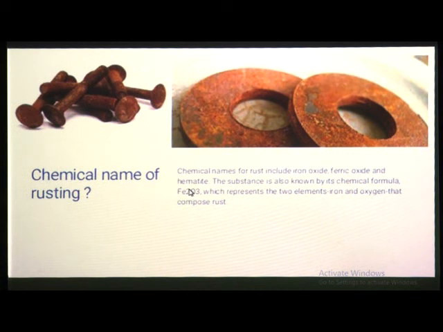Because while the rusting process happens, we add iron plus oxygen plus water. In reaction form we can write Fe plus oxygen O2 plus H2O, and it gives Fe2O3, which is known as iron oxide. This represents the two elements, iron and oxygen, that compose rust. So this is all about rusting of iron.